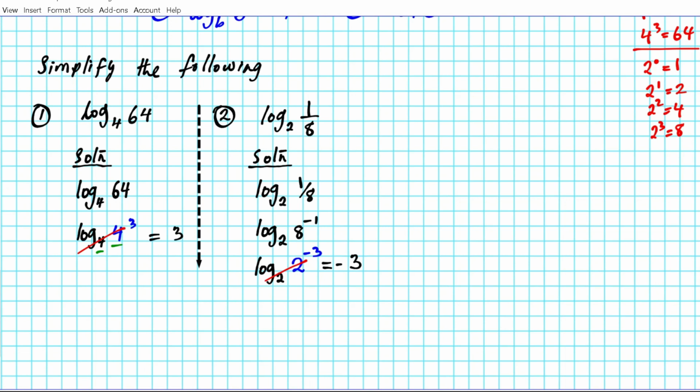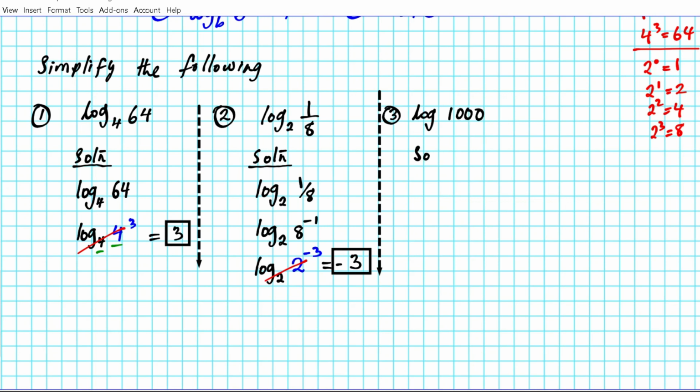Alright, let's move on to question number 3. So for question 3, let's say we have the following. We have a common log. We went over this in the previous presentation. So common log of 1,000.